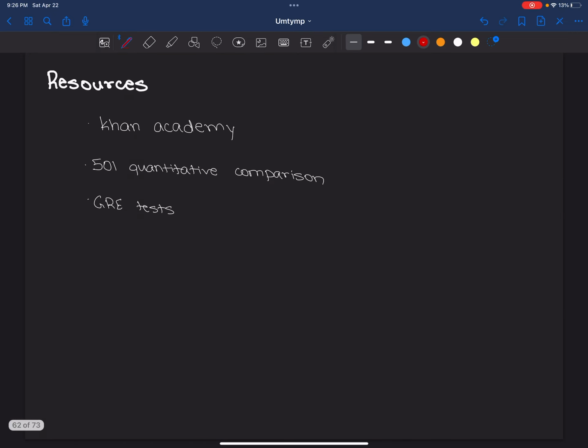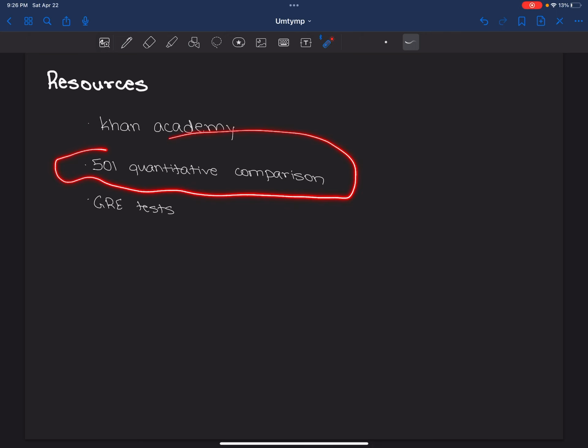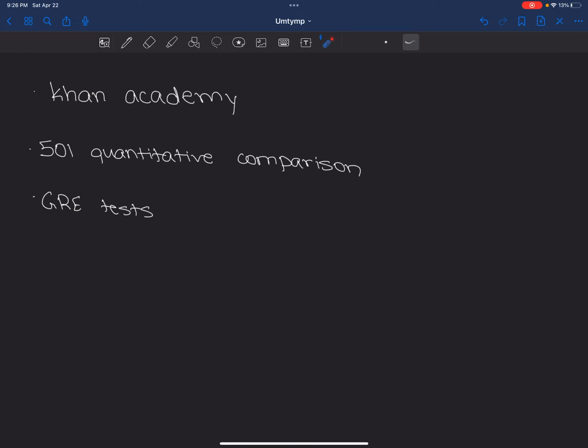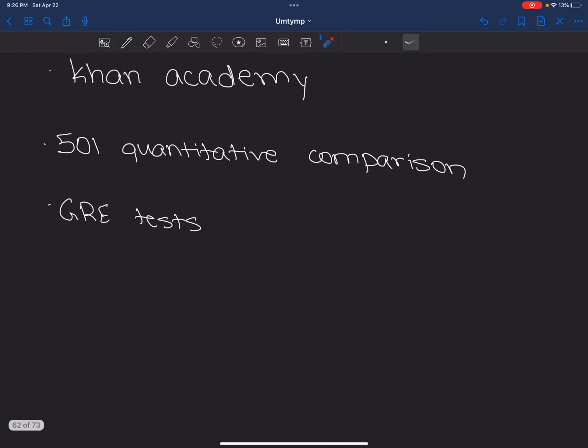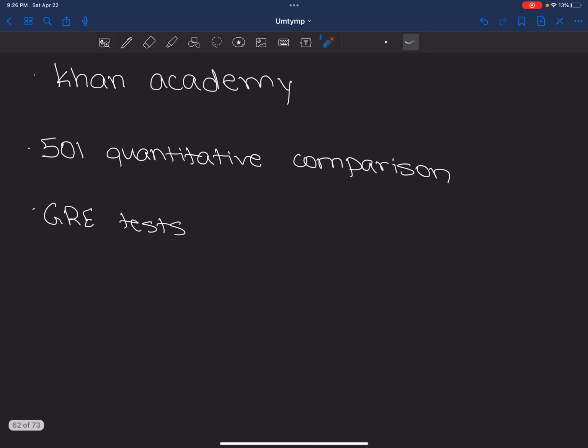But yeah, moving on. And here are some resources. So we have Khan Academy. I've mentioned that a lot of times. And then also a book called 501 Quantitative Comparison. I know there's like 4 days left, but I'm just listing out resources just in case you happen to have this book, like maybe your friend or your neighbor has it. And then also GRE tests.